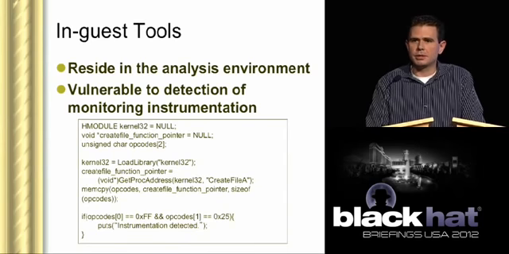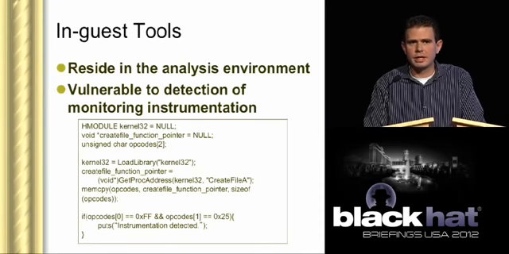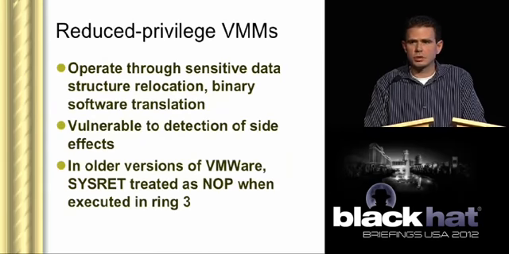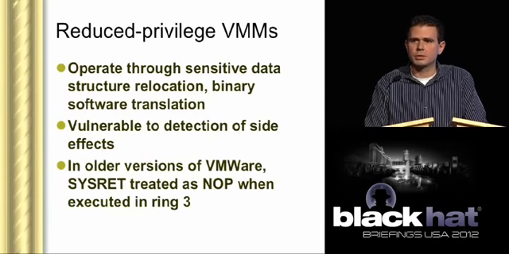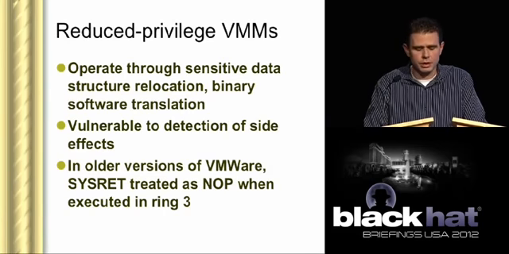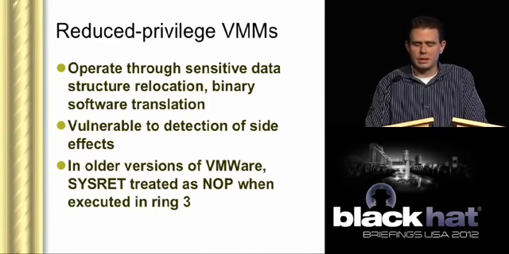At some point, people determined that they needed to get outside of the guest so that there was no internal monitoring instrumentation to detect. And so they started creating reduced privilege guest virtual machine monitor-like software components, which would operate similar to VMware. And these, prior to the introduction of hardware virtualization extensions, would operate through a combination of sensitive data structure relocation and binary software translation. And those were both done for reasons of performance.